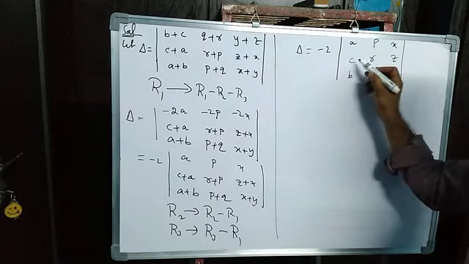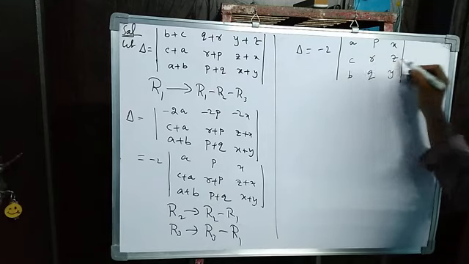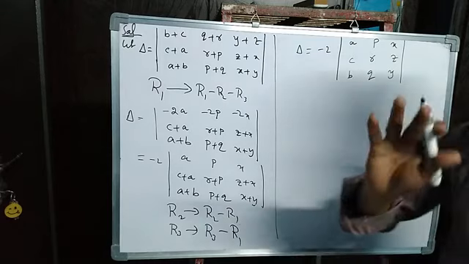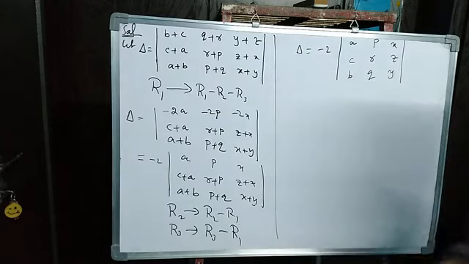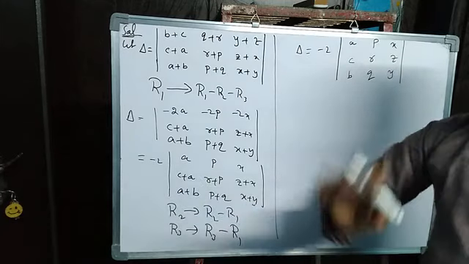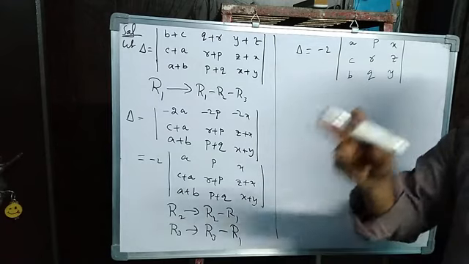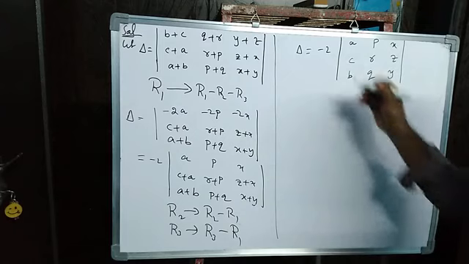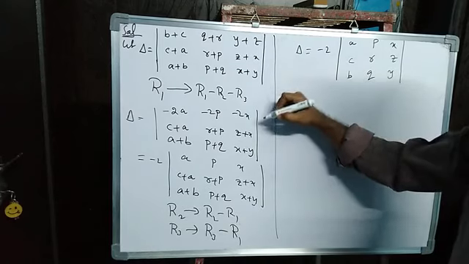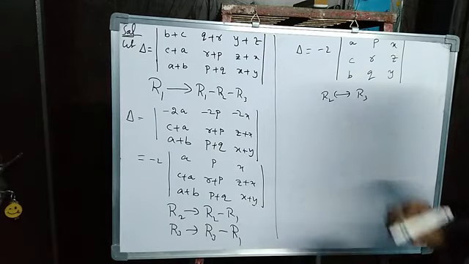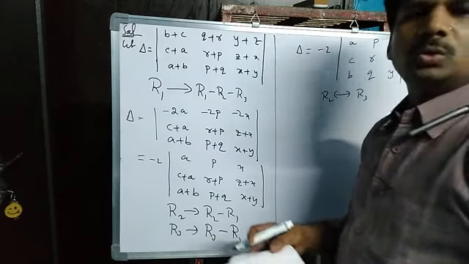But here what is there? A, C, B is there. But here B we have to write. That means this row we have to interchange. We already discussed this. We have one property. What is the property of determinants? If any two rows or two columns are interchanged, then the determinant sign will be changed. That means here, R2 interchanges with R3.